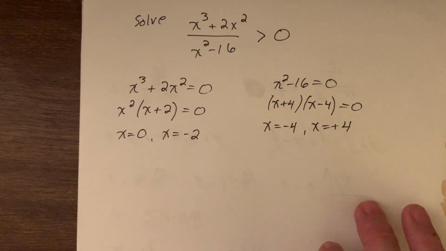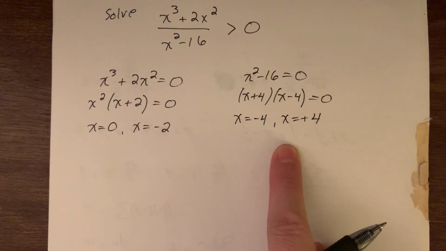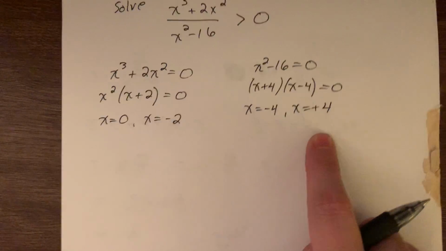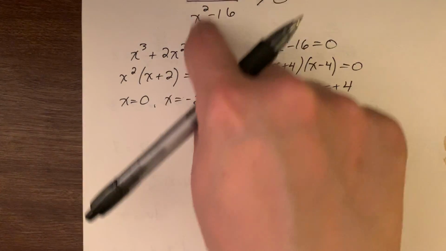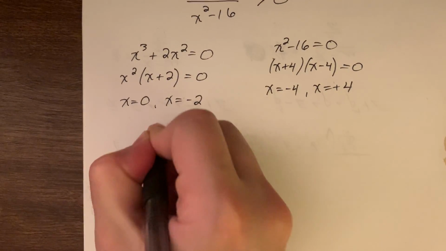It really doesn't matter that these x's came from the numerator and these x's came from the denominator. These are all the important x values that we have. Some people like, especially because now we had a fraction, let's go back and rewrite that fraction in its factored form.